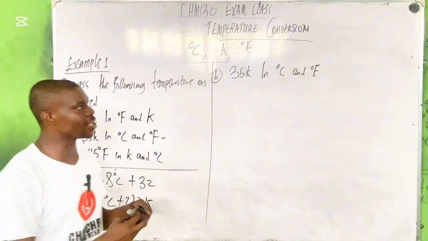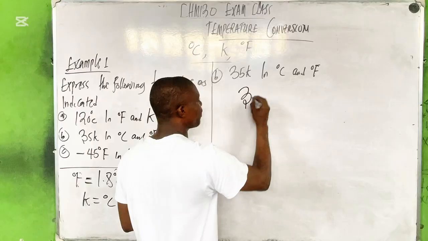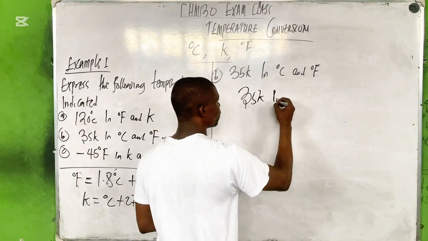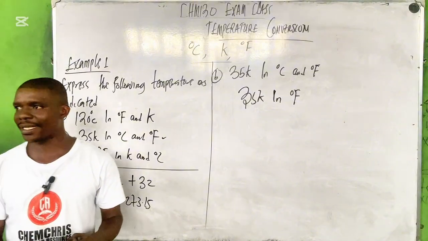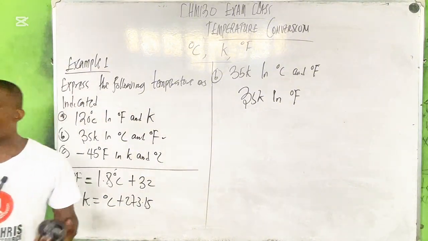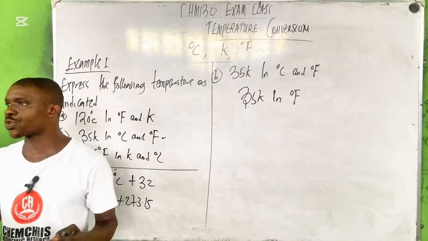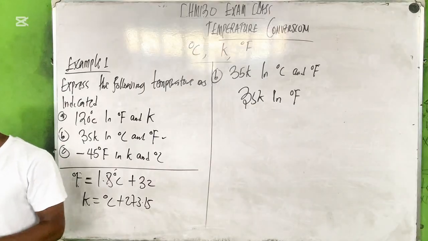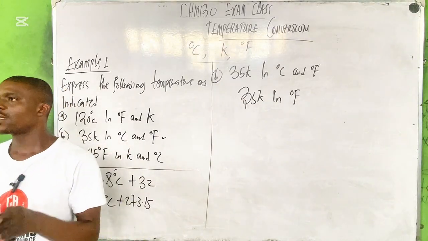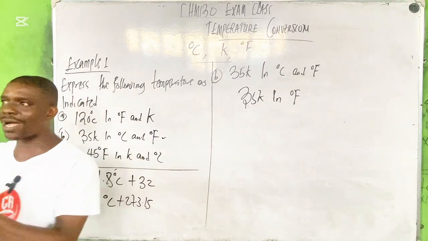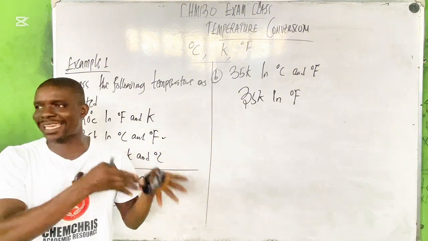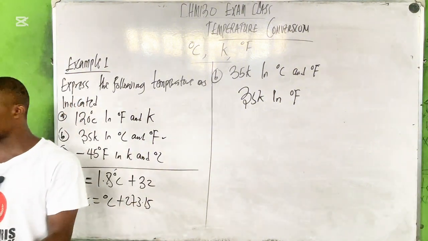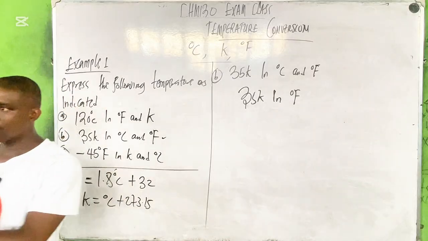Now at times they will just give it like this: convert 35 Kelvin to what? Express this 35 Kelvin in degree Fahrenheit. Right there, we know that there is no direct relation between Kelvin and Fahrenheit. But we know the relation between degree centigrade and Fahrenheit, right? So we must cross from Kelvin to the Celsius scale, and from the Celsius scale to Fahrenheit.